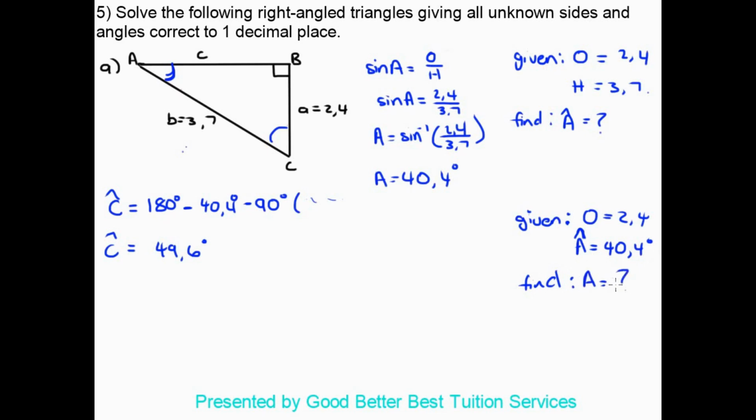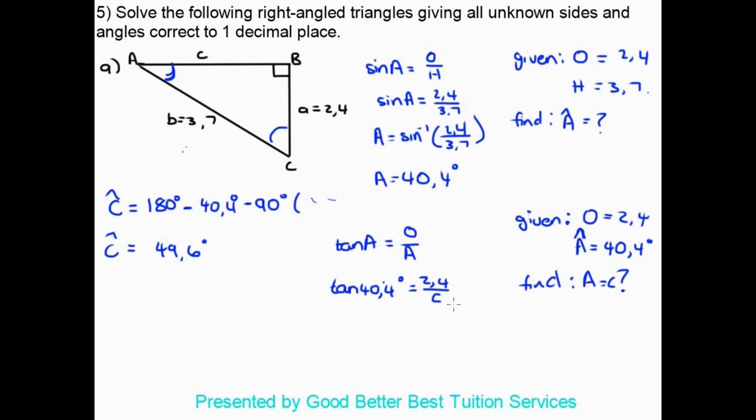Okay, cool, which is obviously equal to C, which is what we need to find. And so we can see we're using opposite and adjacent, so we're using the tan ratio. So this is going to be tan A is equal to opposite over adjacent. And so we're going to substitute in everything we have. So we have tan 40.4 degrees is equal to the opposite, which is 2.4 over the adjacent, which is C.